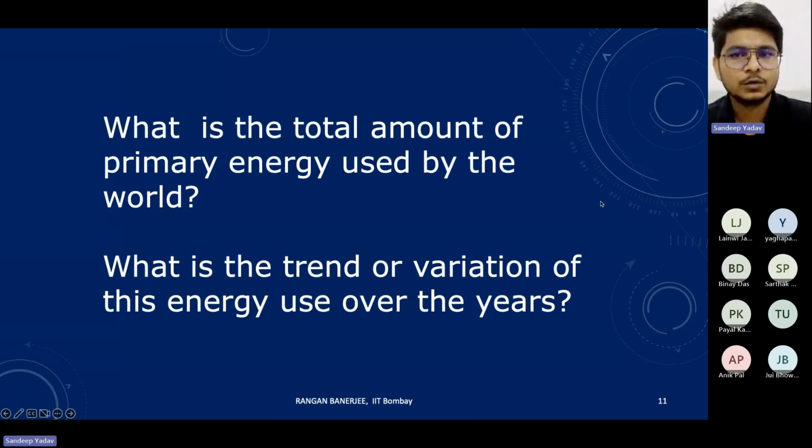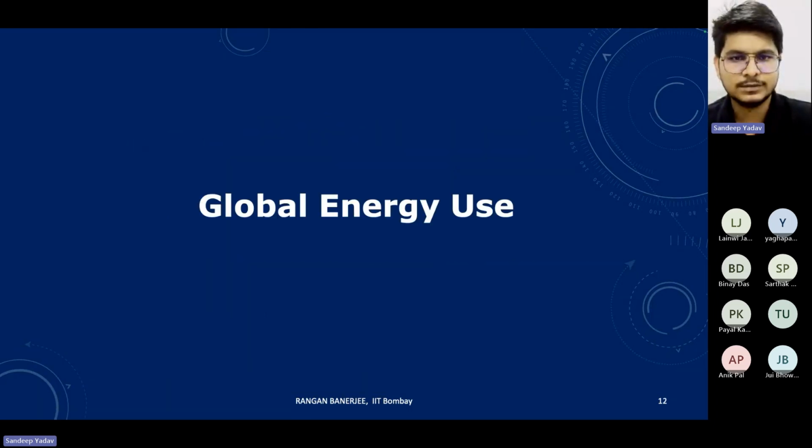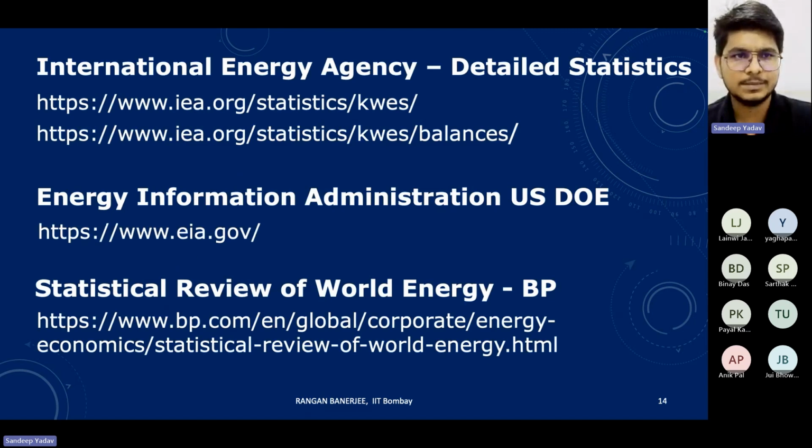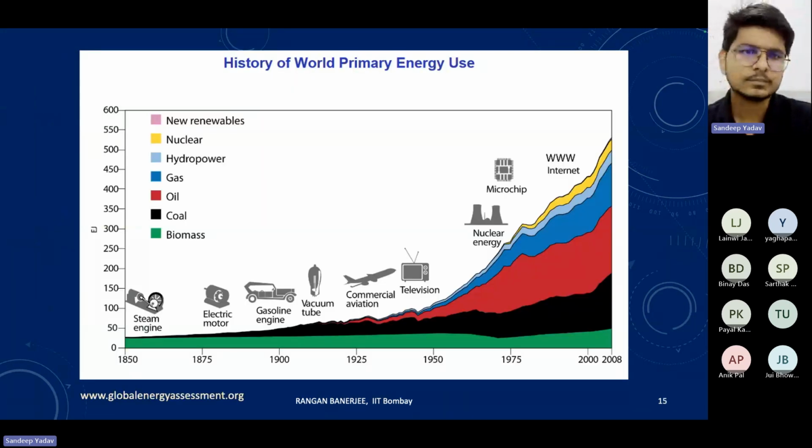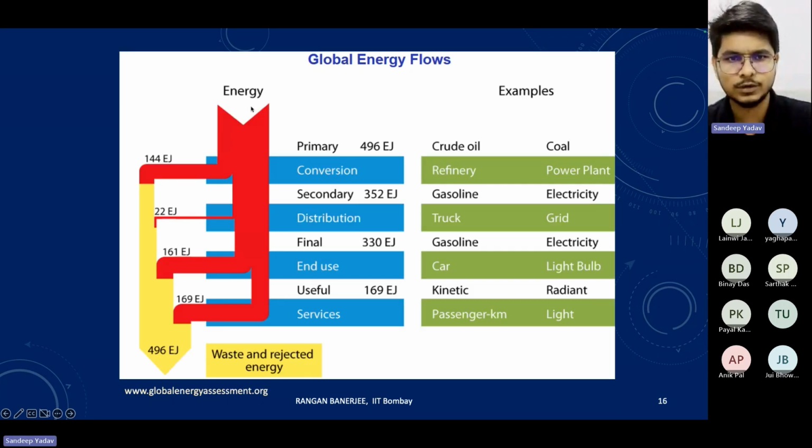Now, what is the total amount of primary energy used by the world? This is the global energy use. Sir explained that this is the resources that you must have gone through, and the history of the world primary energy use from the steam engines; now we are going into the age of the internet. This is all the transformation that has happened throughout the years. And this is the global energy flows, how the energy is converted from primary, secondary, final, and useful, and what is the wastage of that energy.